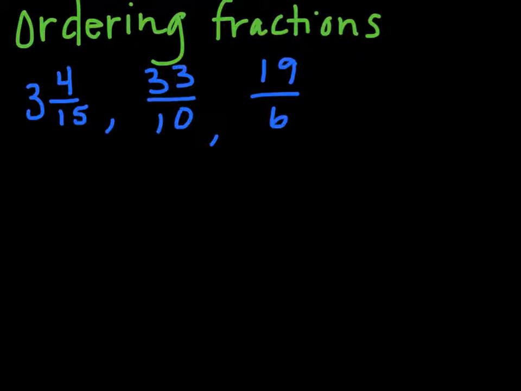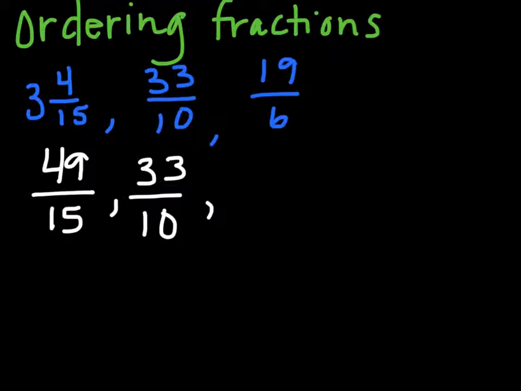So first we need to convert 3 and 4/15 into an improper fraction. Remember, you do that by multiplying the whole number 3 times the denominator 15. That gives us 45. And then we add the numerator 4, giving us 49. We place that over the denominator. So 3 and 4/15 is rewritten as an improper fraction as 49/15. Now, we need to find the least common denominator of 49/15, 33/10, and 19/6.